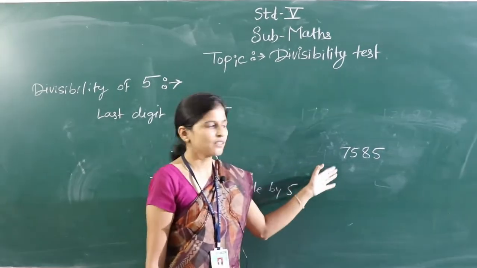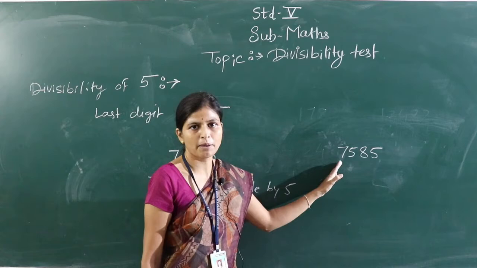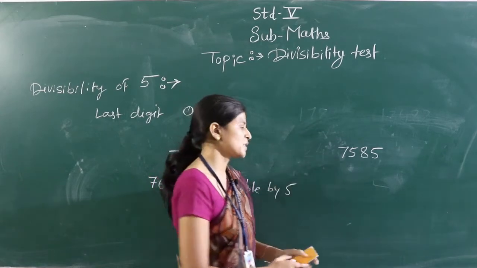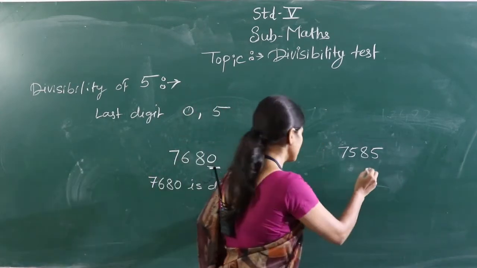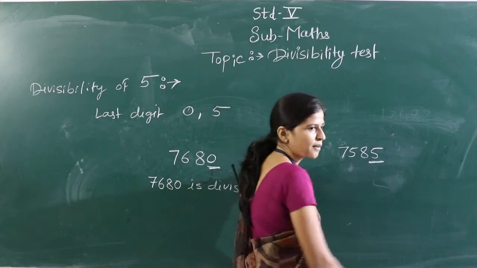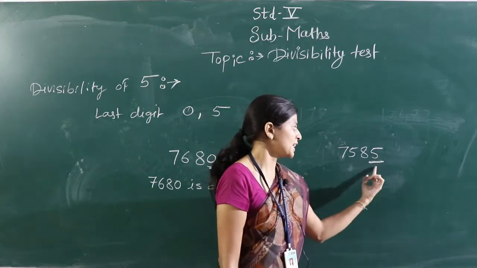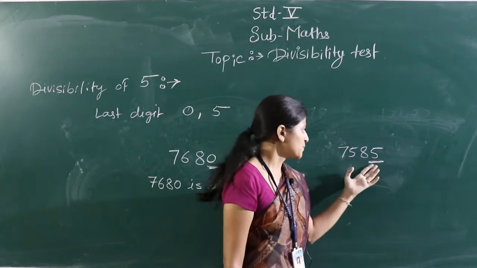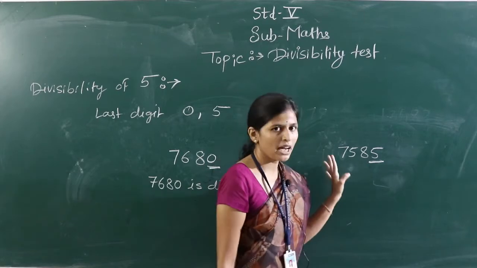Without dividing it, we can find out whether this is divisible by 5 or not. What is the divisibility of 5? That the last digit is 0 or 5, then the number is divisible by 5. Here the last digit is 5. That means the whole number is divisible by 5.